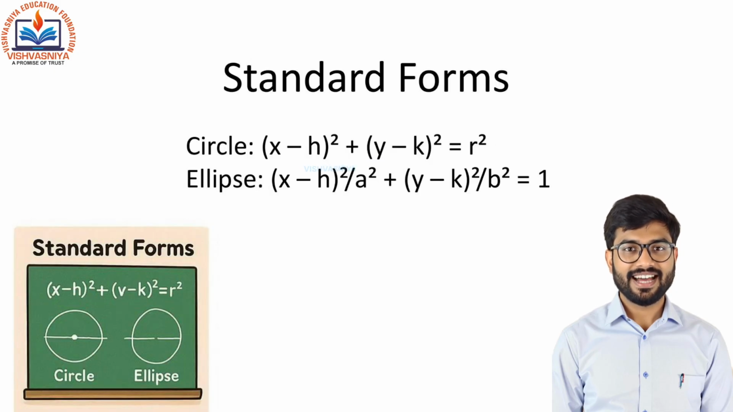Let us now see their equations. For a circle, (x minus h) squared plus (y minus k) squared equals r squared. For an ellipse, (x minus h) squared divided by a squared plus (y minus k) squared divided by b squared equals 1.